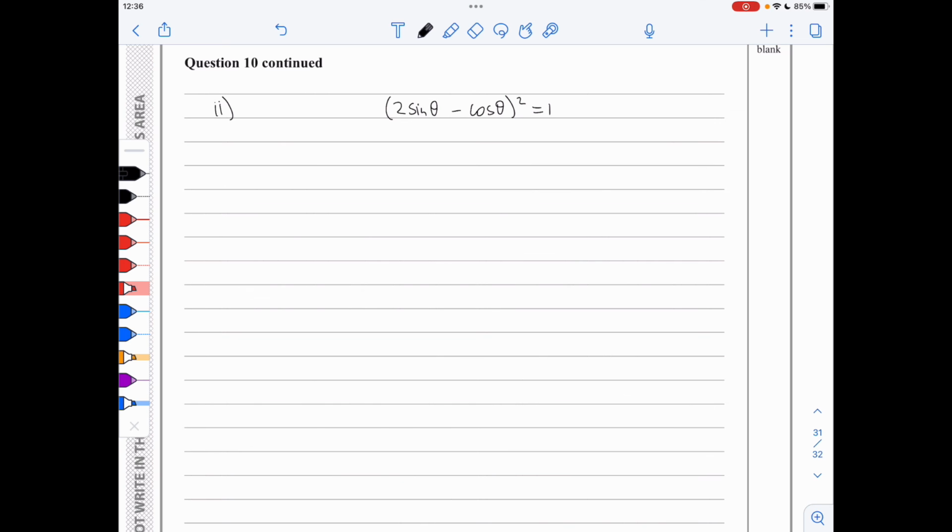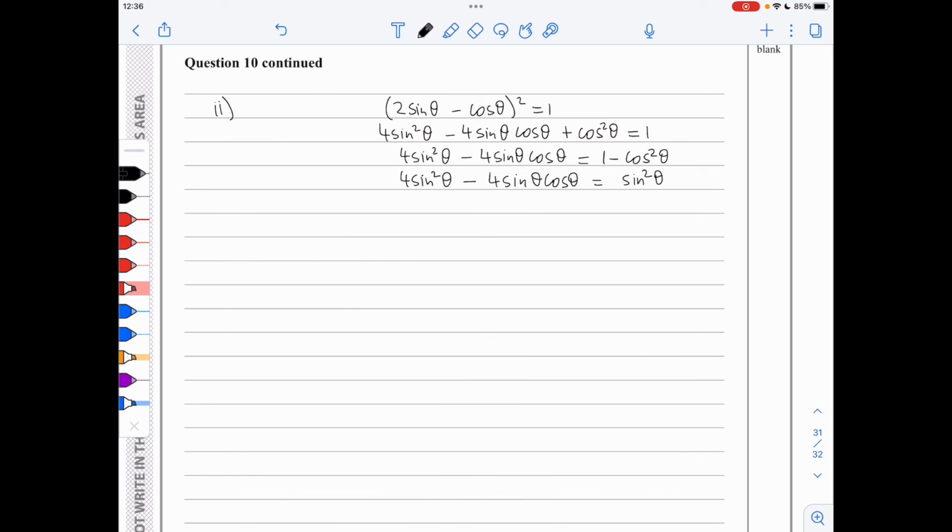I could expand this to get 4 sine squared theta minus 4 sine theta cos theta plus cos squared theta is 1. This means that 4 sine squared theta minus 4 sine theta cos theta is 1 minus cos squared theta. So 4 sine squared theta minus 4 sine theta cos theta is sine squared theta.